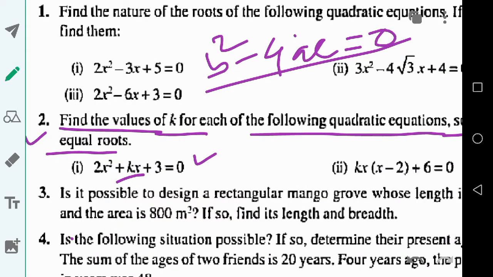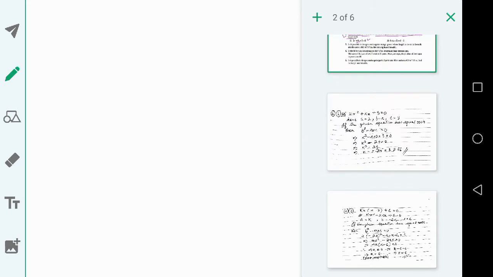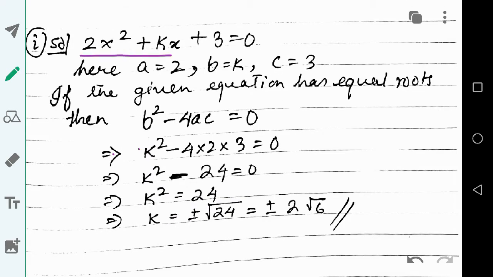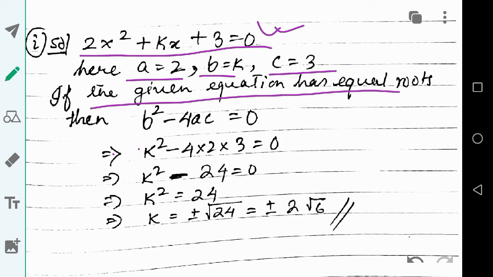So this is the first one of question number 2. Here you see this is the given equation. Here a is equal to 2, b is equal to k, and c is equal to 3. Compare this equation with the standard form, that is ax square plus bx plus c is equal to 0. So if the given equation has equal roots, then b square minus 4ac must be equal to 0.